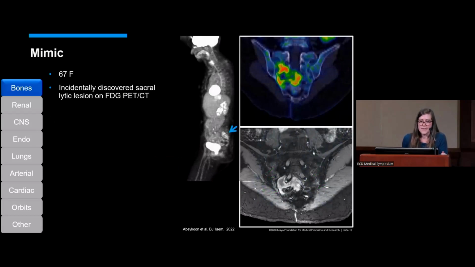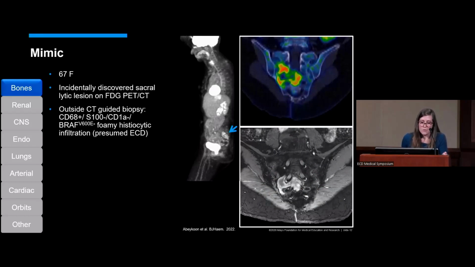This is a 67-year-old female. She had an incidentally discovered sacroiliac lesion on FDG PET CT that you can see pointed out by the blue arrow. There's a mildly FDG avid lesion in the pelvis there. And on the oblique coronal image of the sacrum, you can see the FDG avid lesion in the right sacrum. And then here's a corresponding MRI showing some heterogeneous enhancement.